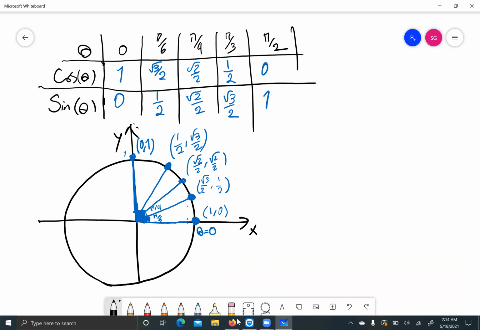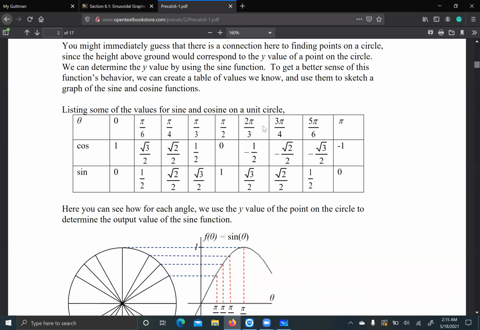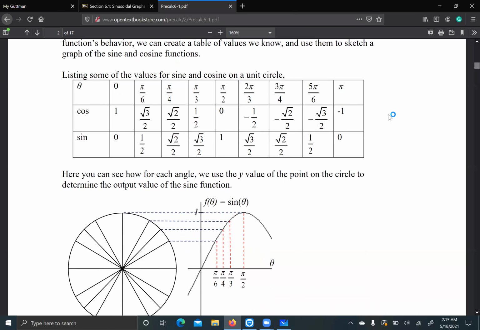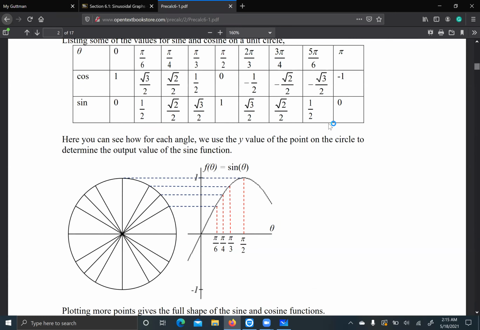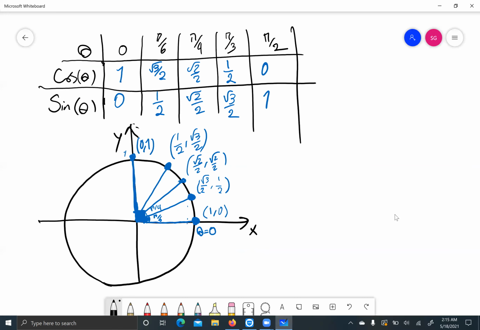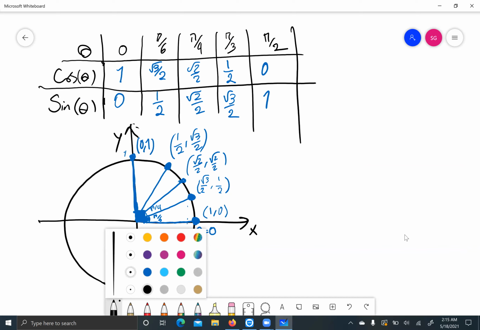Okay, so your textbook shows more, goes furthermore. So it shows also 2 pi over 3, 3 pi over 4, 5 pi over 6, pi. I also encourage you to try to look at them and compute them by hand, but I'm gonna stop at pi over 2, and then I'm gonna show you the graph of this sine, for example.